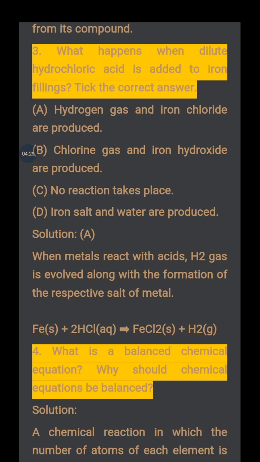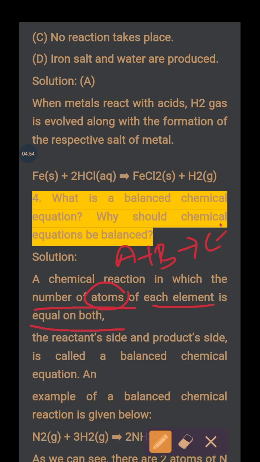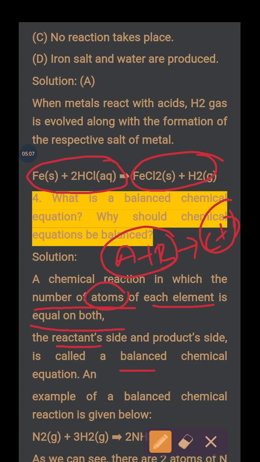Now come to another question: what is a balanced chemical equation? Why should a chemical equation be balanced? We have to answer this question. A chemical reaction in which the number of atoms of each element is equal on both sides. Here we can write the reaction like this: A plus B gives C plus D. In this equation, these are the reactants and these are the products. Equal reactants and products is called a balanced chemical equation.